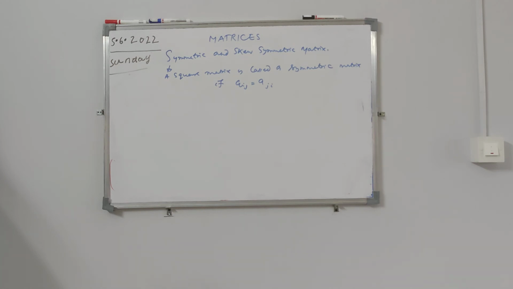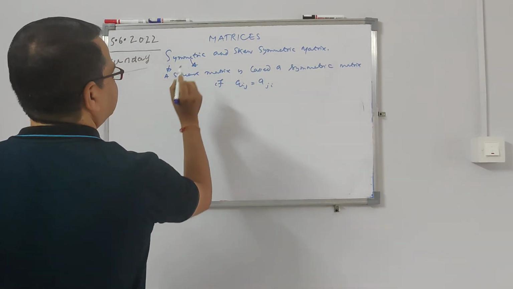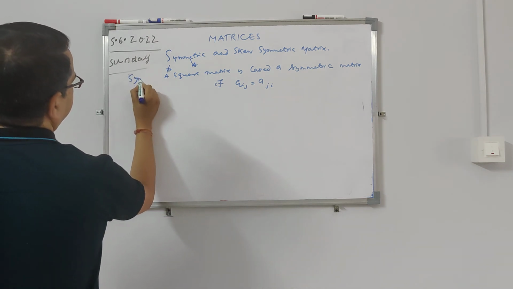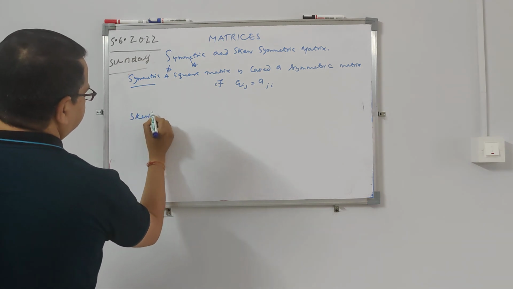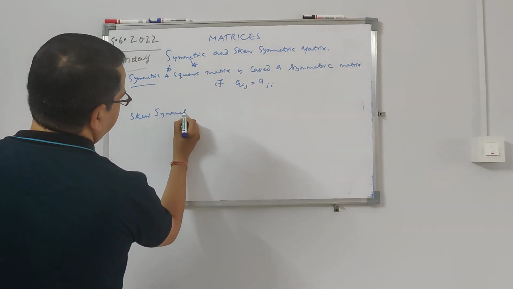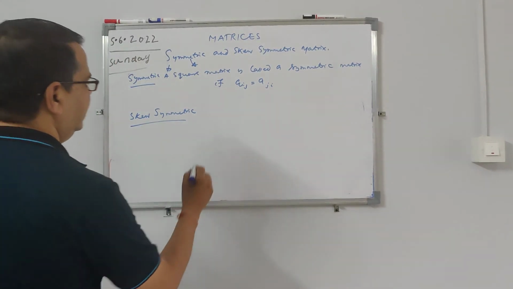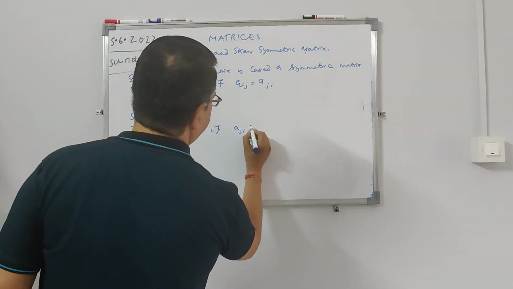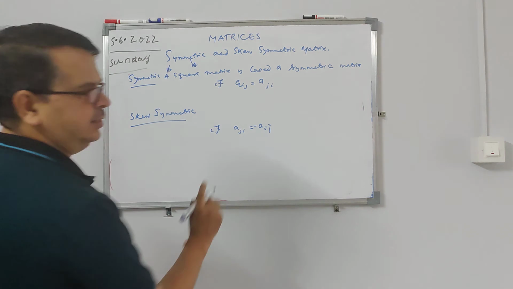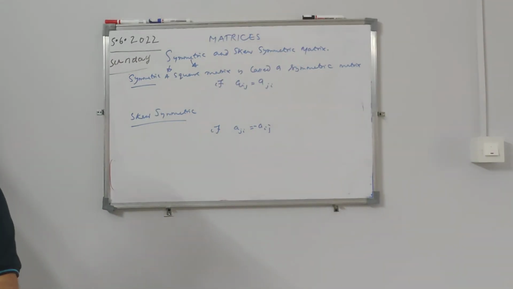Then what is a skew symmetric matrix? This is a symmetric matrix. Then skew symmetric is if Aji is minus of Aij. If this is the condition, then this is a skew symmetric matrix.